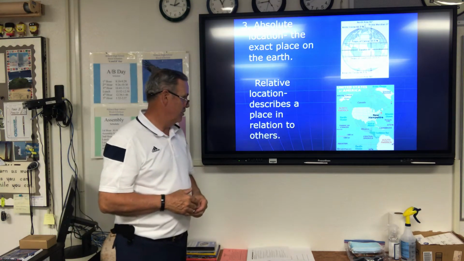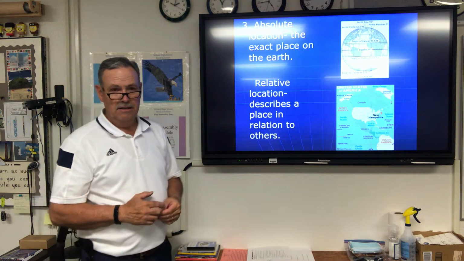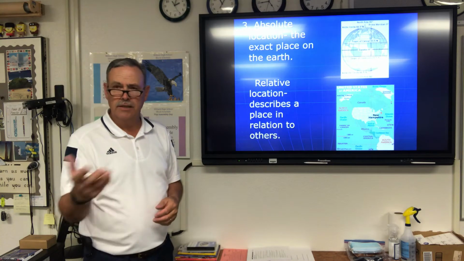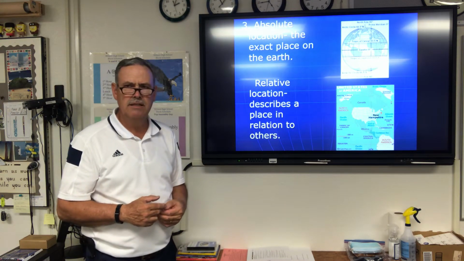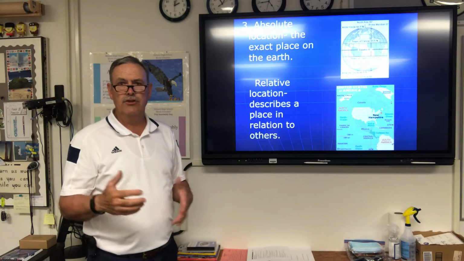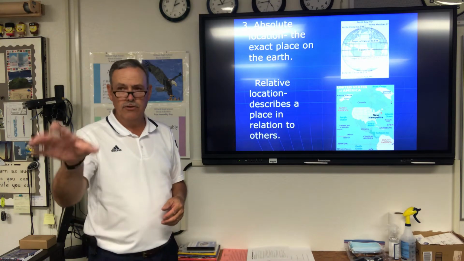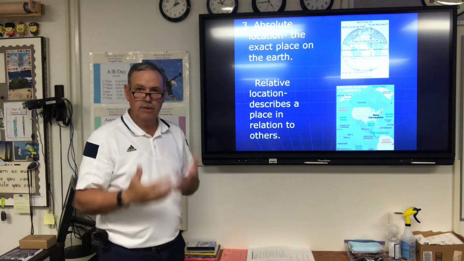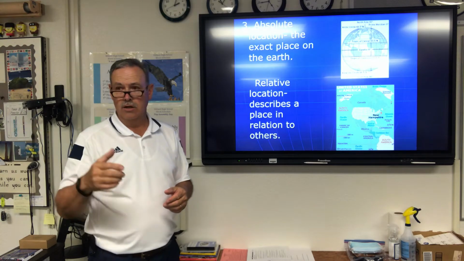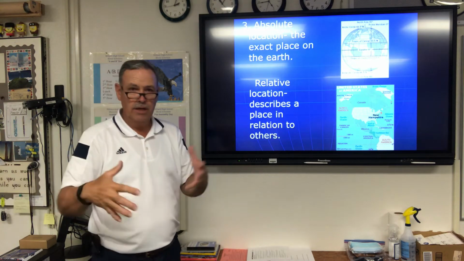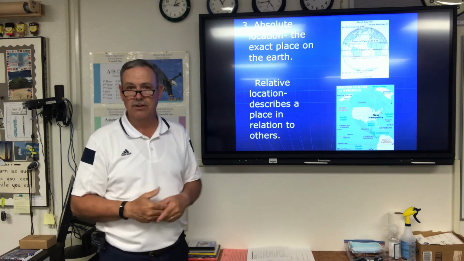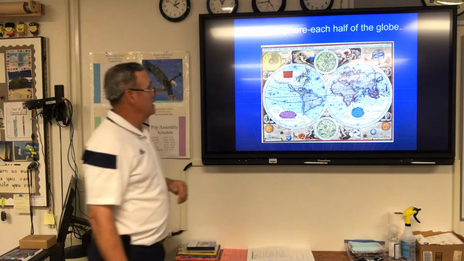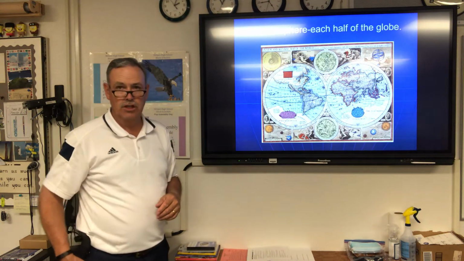Relative location describes a place in relation to others. So if somebody says, well, I live in Fillmore, and you're talking to somebody and they say, well, I'm not sure where that is. And you say, well, we're 100 miles south of Provo. Oh, okay, I've heard of Provo. So then they can understand where it is in relationship to Provo. Or maybe wherever they are, they would understand the proximity or direction that you might live in. So absolute and relative.